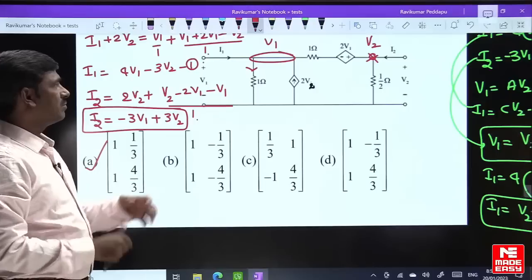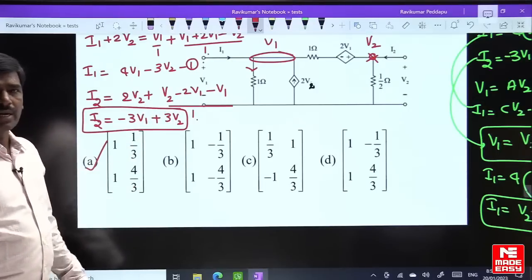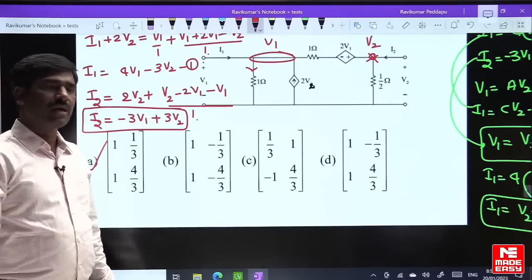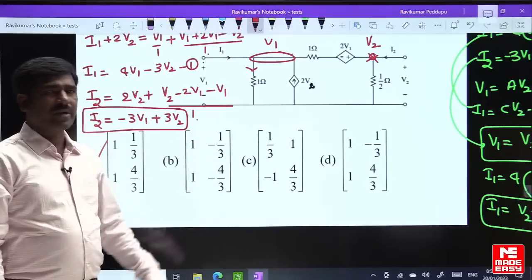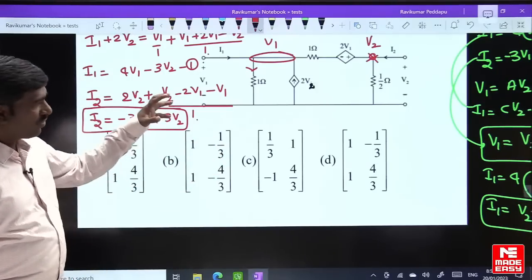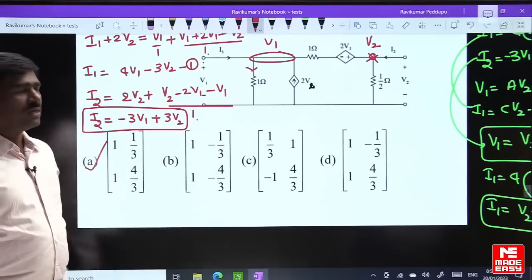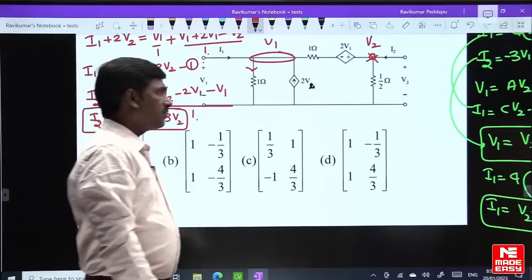So for the given question, after seeing it, don't find the transmission parameters directly. It will take more and more time. In place of that, first find out the Y parameters, then find out the transmission parameters.